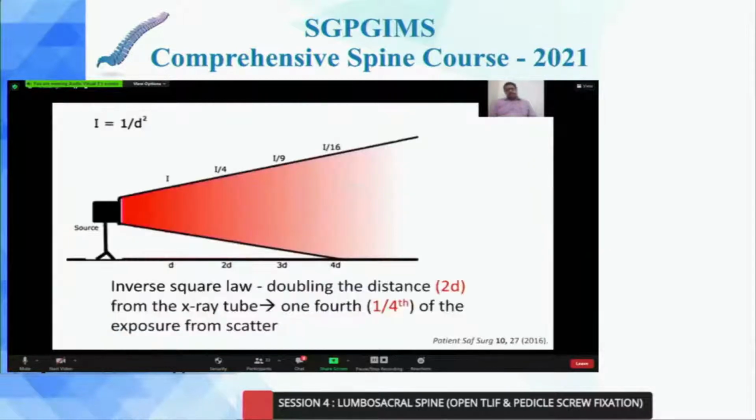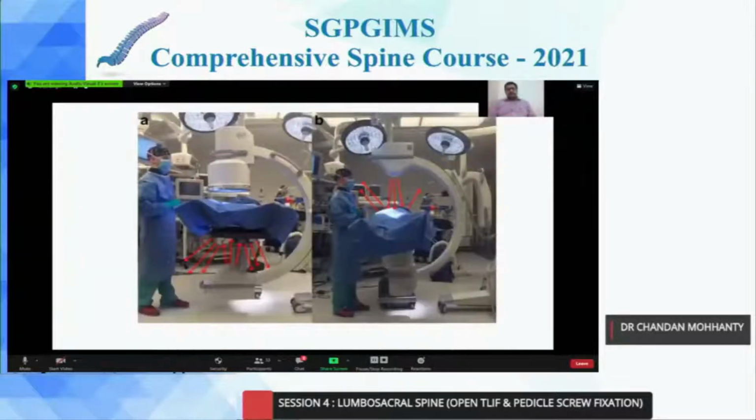An important aspect of this is to know something about radiation safety. As soon as you double the distance between yourself and the tube, you actually reduce the scatter radiation to yourself by more than one fourth. So this is the inverse square law. The X-ray tube should always be preferably on the lower side, on the underside, to avoid the scatter radiation to the head and neck region of the operating team.